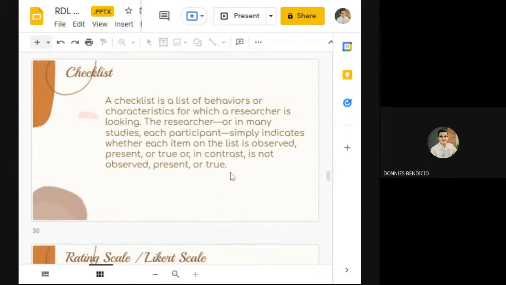Okay? So practical applications tayo using checklist, rating scales, and rubric. So checklist is a list of behaviors or characteristic for which a researcher is looking. Okay, halimbawa, sumasagot kayo ng mga questionnaire o kaya ng mga form. Ito yung chine-checkan ninyo. Okay, halimbawa, single, married, or separated. So ilalagay nyo, i-checkan nyo halimbawa, di ba, yung single. So the researcher or in many studies, each participant simply indicates whether each item on the list is observed, present, or true, or in contrast, is not observed, present, or true.